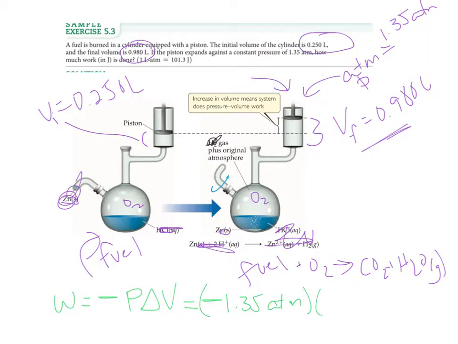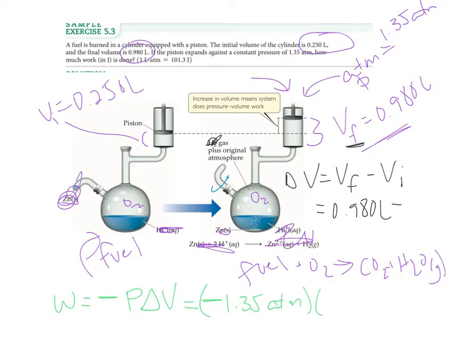And our change in volume, we probably have to do a side calculation for that, so we'll do it in black. Our change in volume is going to be equal to our final volume minus our initial volume. Our final volume is right here, 0.980 liters.